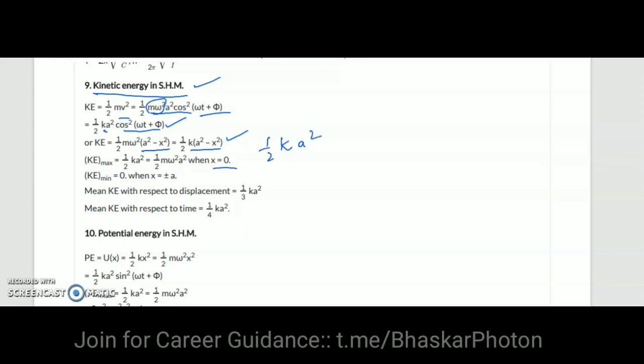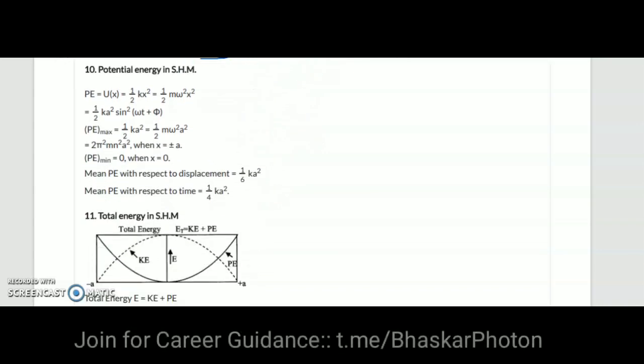So the KE becomes maximum when x is equal to 0, and in this case it is 1/2 k a². KE becomes minimum when x is equal to plus or minus a. So the mean value of KE with respect to the displacement is 1/3 k a², and with respect to the time it is 1/4 k a².